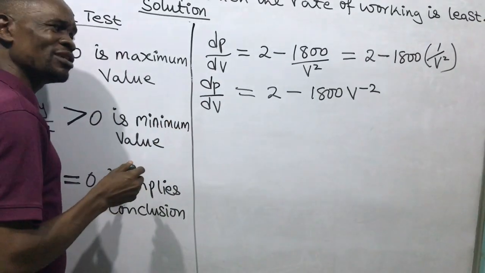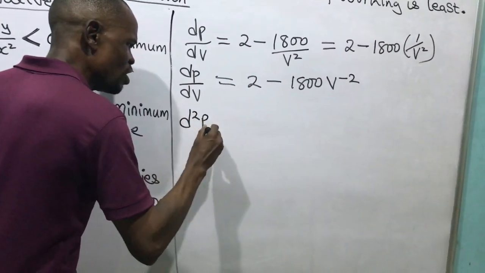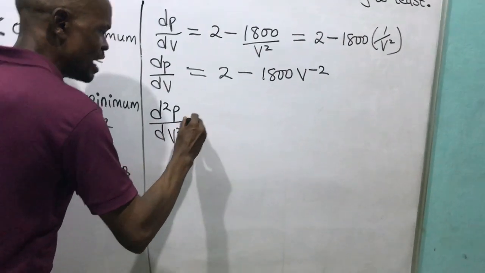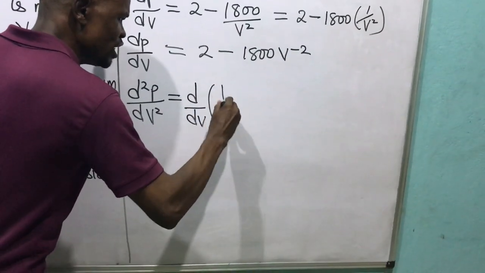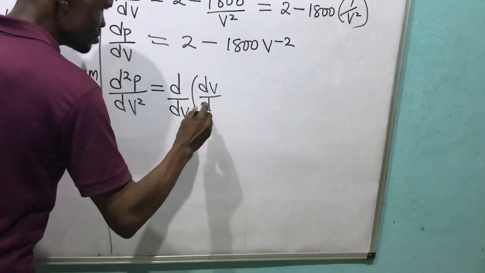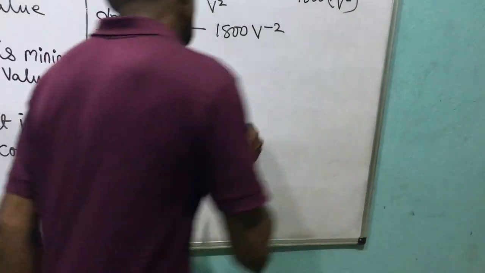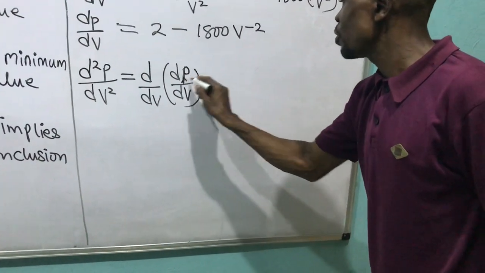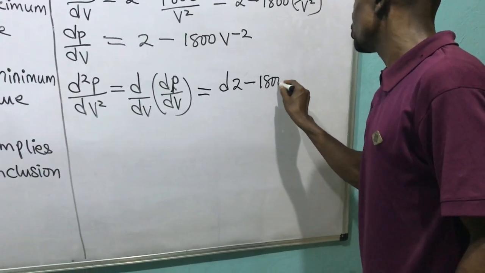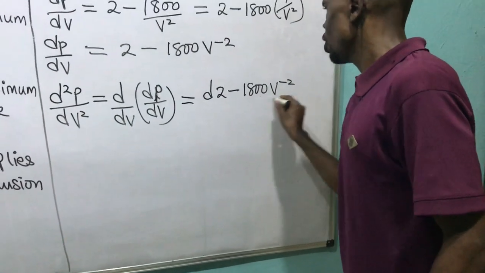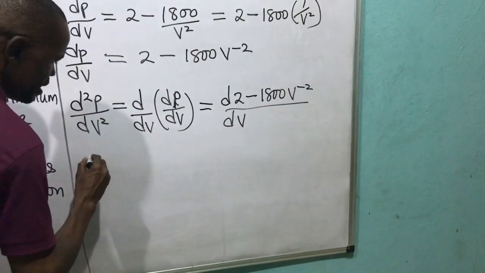Then I'm going to look for second derivative of this. Second derivative becomes d squared p all over dv squared, which can be written as d all over dv into dp all over dv. That's what we're going to have here. And now, putting it over here, I'm going to have that this is equals to d of 2 minus 1800 v to the power minus 2 all over dv. Then I'm going to have this is going to be equals to what?